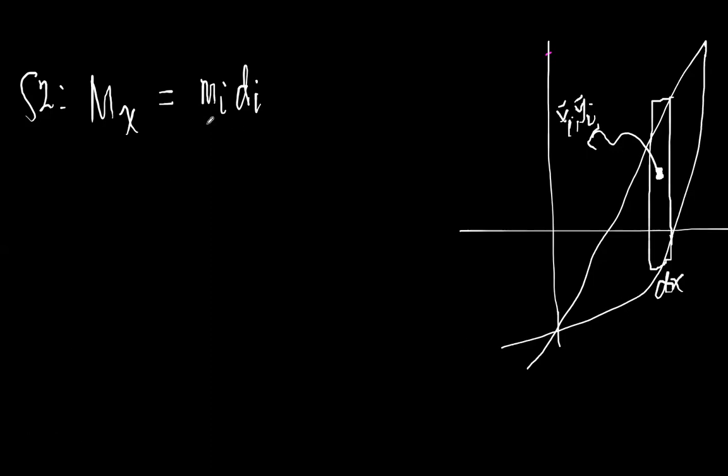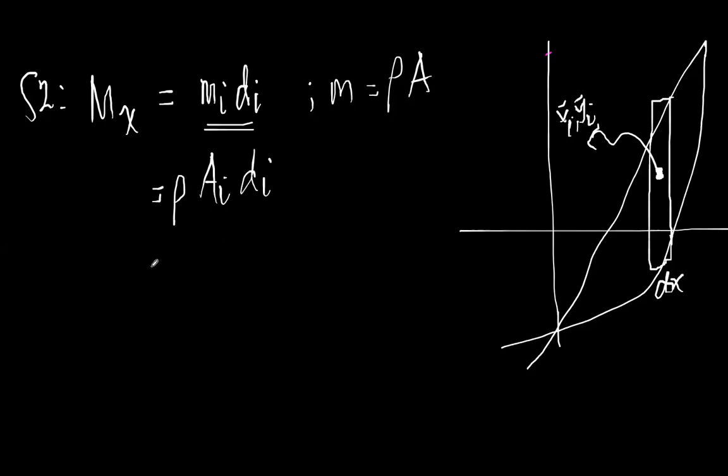So here, what we're going to do is identify the moment about the x-axis by identifying the mass of this rectangular representative and its distance with respect to the x-axis. We know that our mass is equal to the density times the area. So this is equal to density times the area of i, and the distance from the x-axis. The first thing we need to do is to find the area of this rectangular representative.